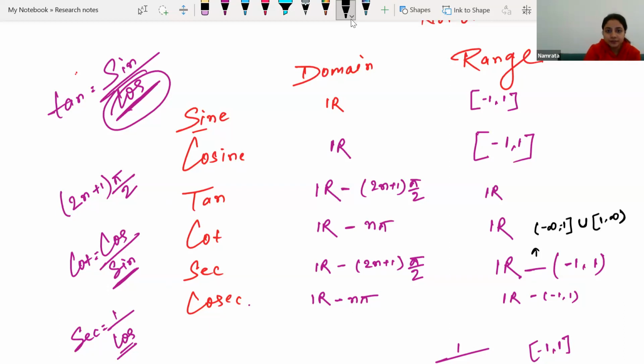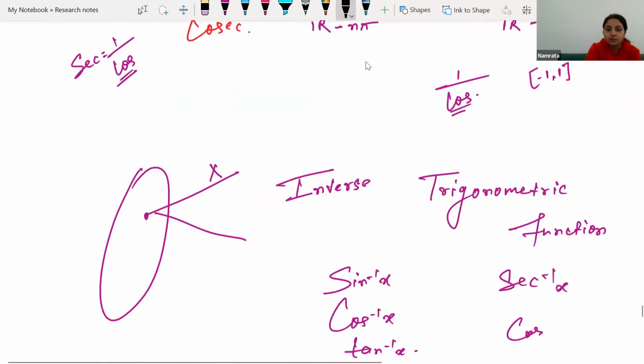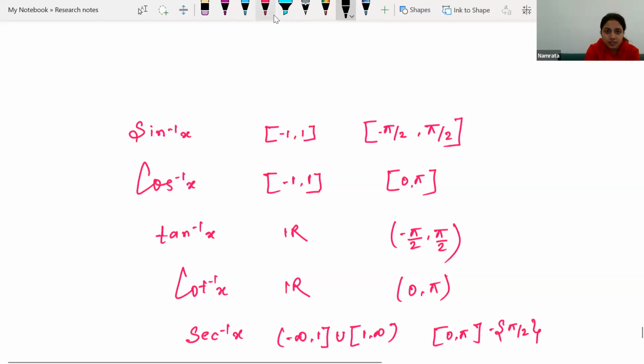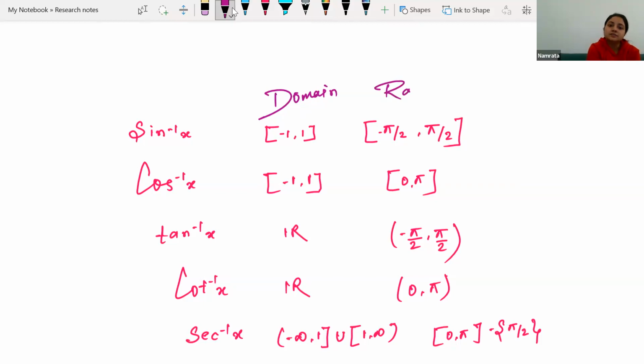Now here we are going to discuss inverse trigonometric functions, that is sine inverse x, cos inverse x, tan inverse x. Here are the domain and the range of these functions. For sine inverse x, the domain lies between -1 to 1, and the range is minus pi by 2 to pi by 2. We also call it the principal range.